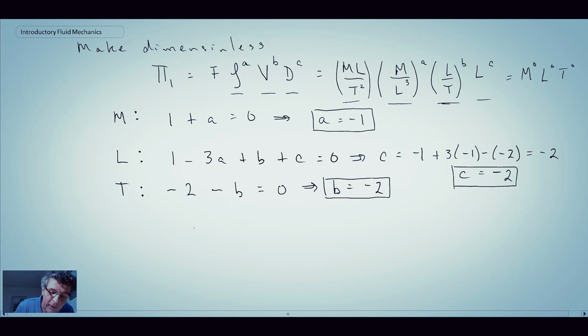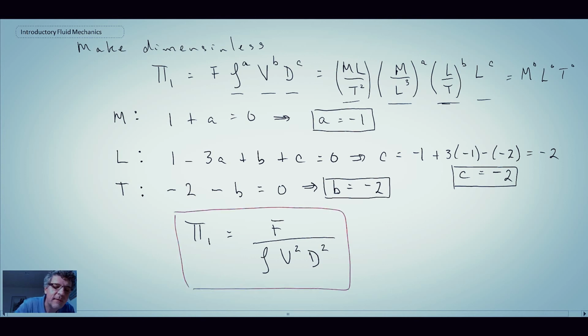So the pi group, pi 1, the one with the force, turns out to be the following. We have force, and then density is to the power minus 1, so we have density in the denominator. Velocity is to the minus 2, so we have velocity squared in the denominator, and then the diameter is raised to the power minus 2. And so we have d squared. So that's what we get for our pi 1 group. And we'll check that, but that should be dimensionless.